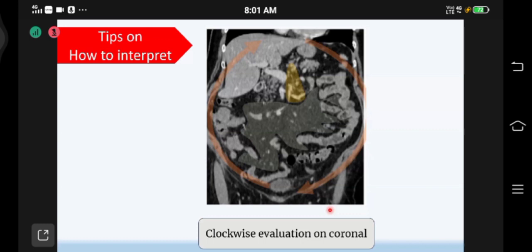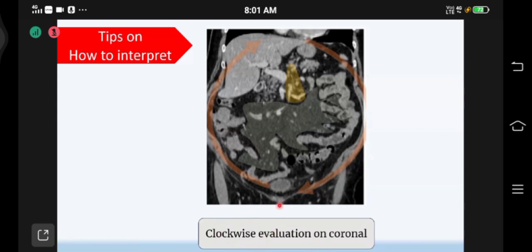These are a few of the skills you can use whenever you want to look into the peritoneum and the deposits. In the coronal plane, you follow what is called a clockwise evaluation.